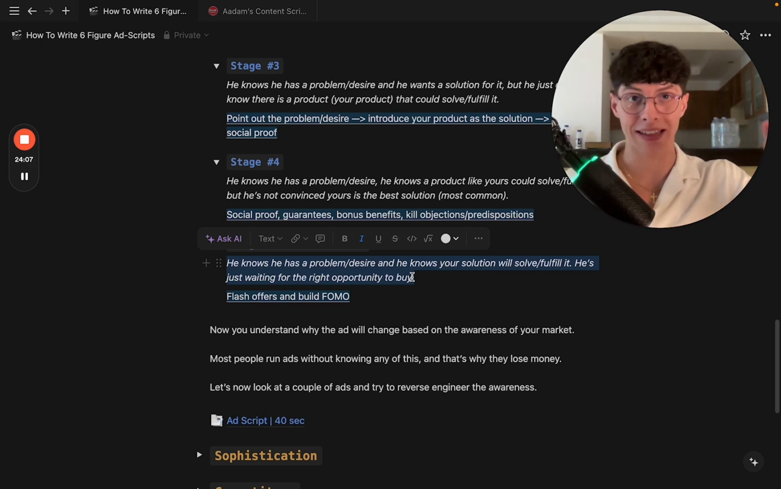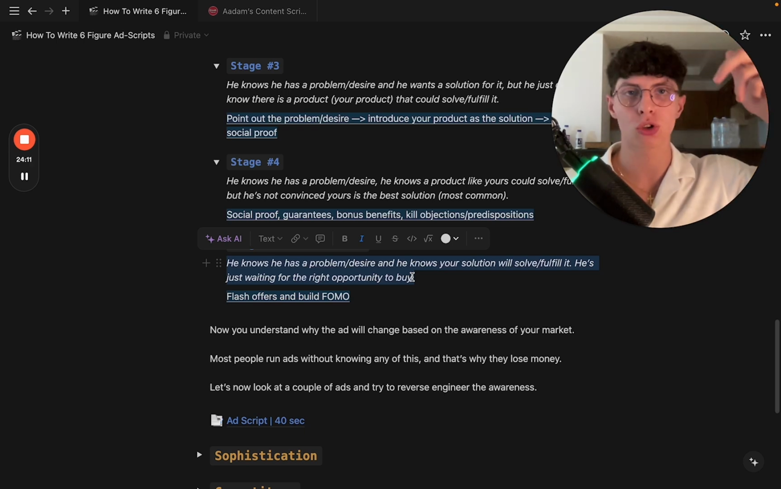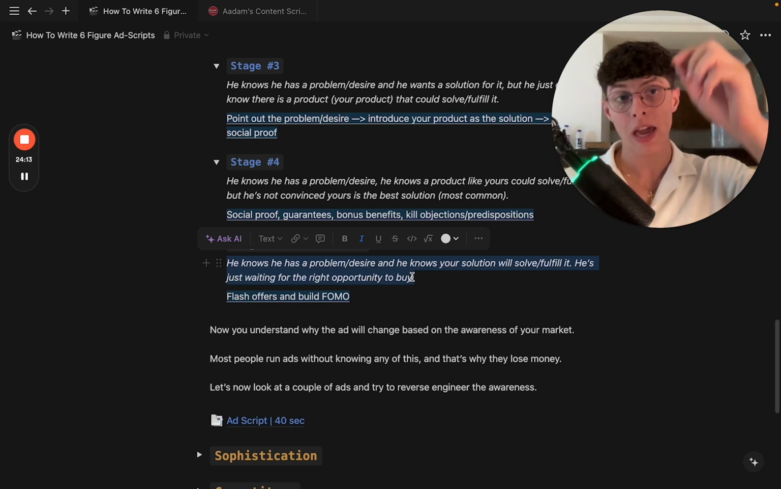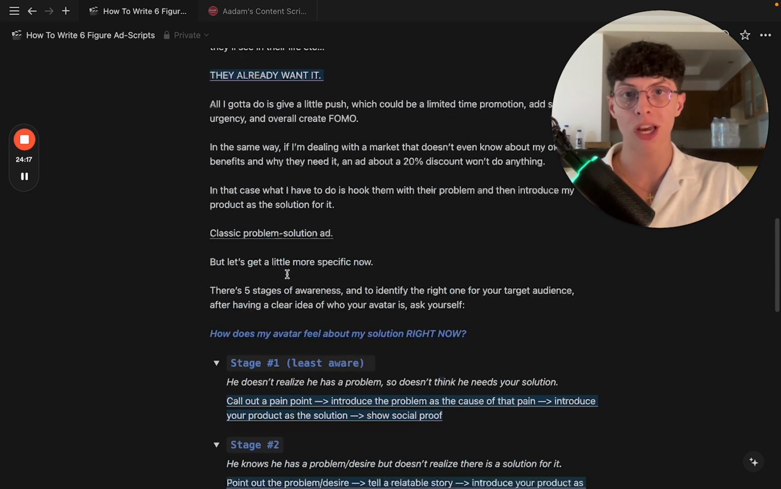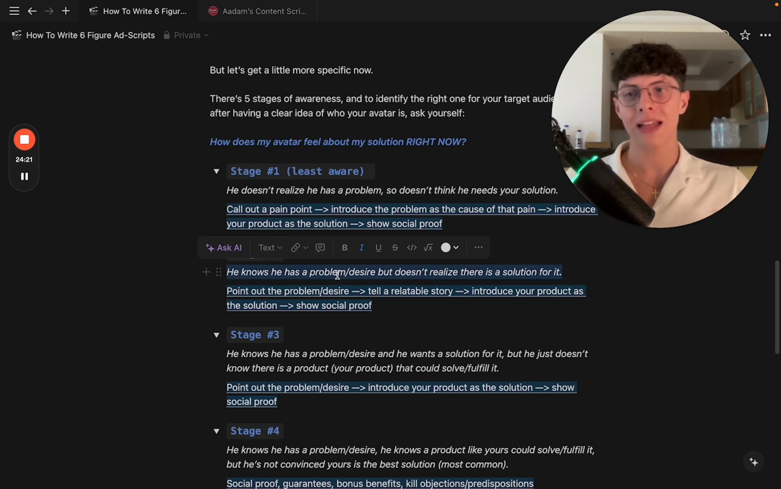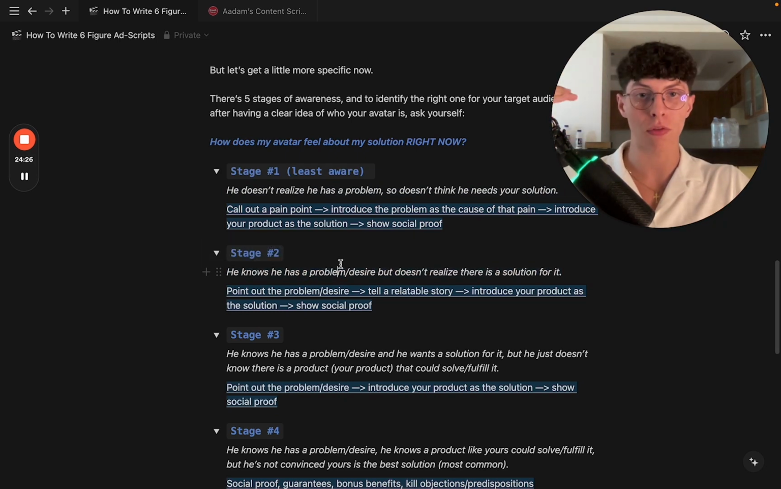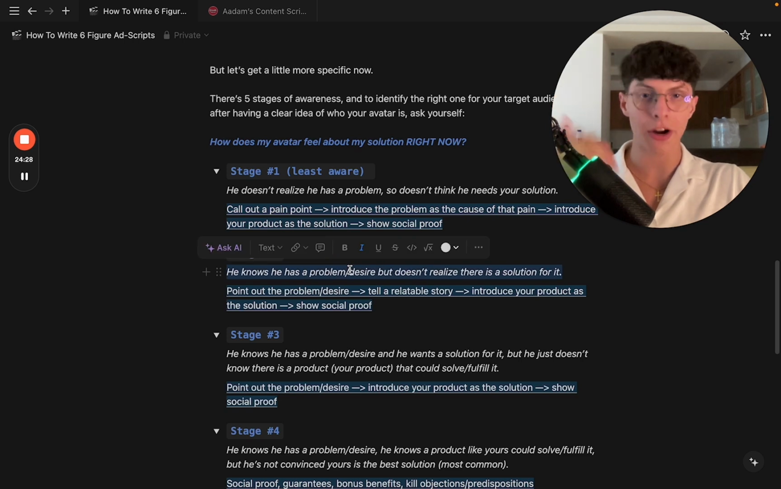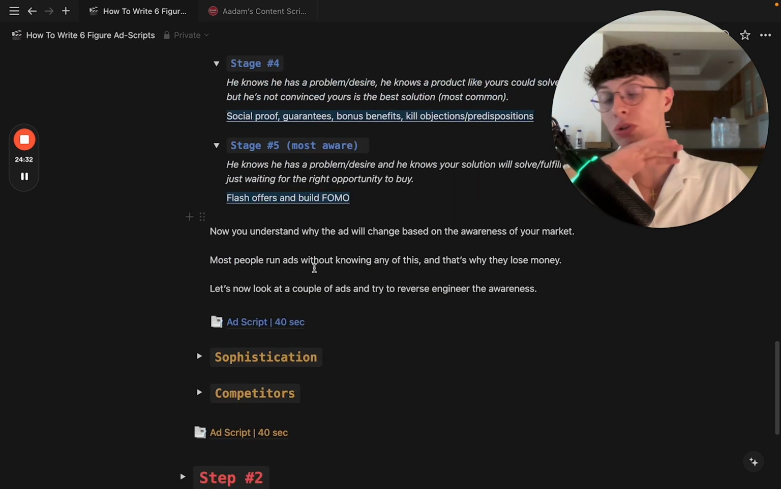Because if you run an ad for a stage 1 when the guy is in stage 5, he will scroll. He will find it boring. At the same time, if you run an ad about stage 5, so you run a flash promotion for someone who doesn't even know why they need it, it's not going to work. So it's important that your ad and your angle is tailored to the awareness of your target audience, your avatar, your ICP, call him whatever you want. You understand this, okay? I think this was extremely clear.